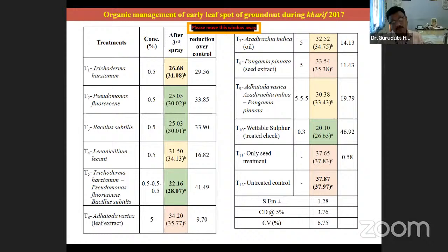Almost 40% disease pressure is there for early leaf spot, and we can see a 50% reduction, about 25%, 25%, 31%, when using these biocontrol agents again. And no doubt pulses are a more responsive crop for organic agriculture as well as for biopesticides, through which we have to promote such kinds of programs.